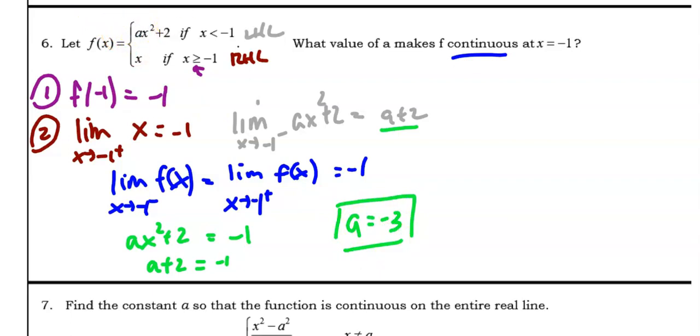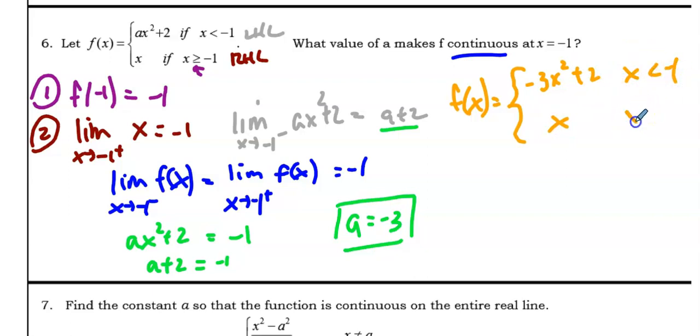So once a is equal to -3, let's write that out. If I look at f of x as -3x squared plus 2 and x, then I now have a function that's continuous everywhere on our continuum. And I already know that it's continuous everywhere other than x equals -1, because both these graphs are polynomials. So now if I plug in -1 here, I get -3 plus 2, which is -1. I plug in -1 here, I get -1. So now I know that I'm continuous everywhere. So the answer is -3.